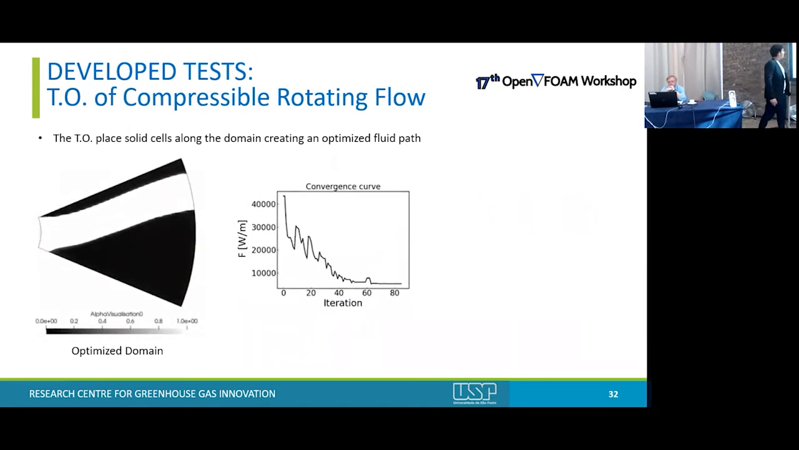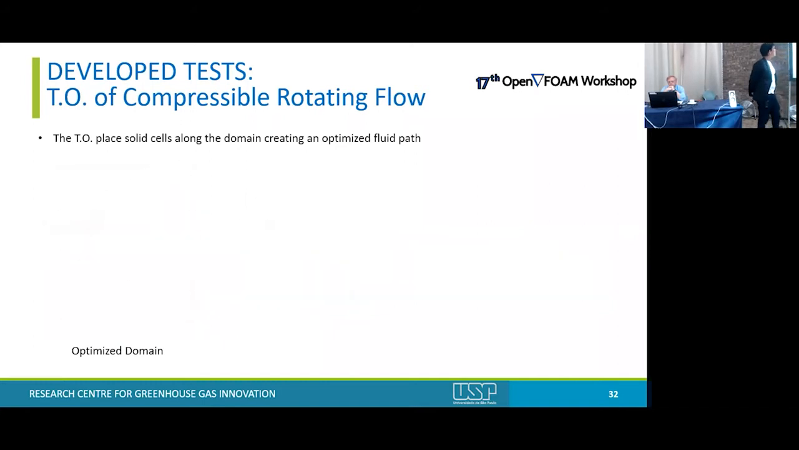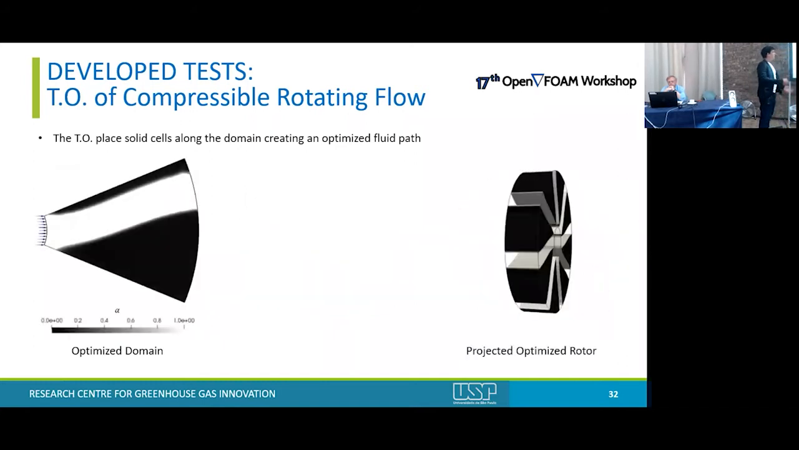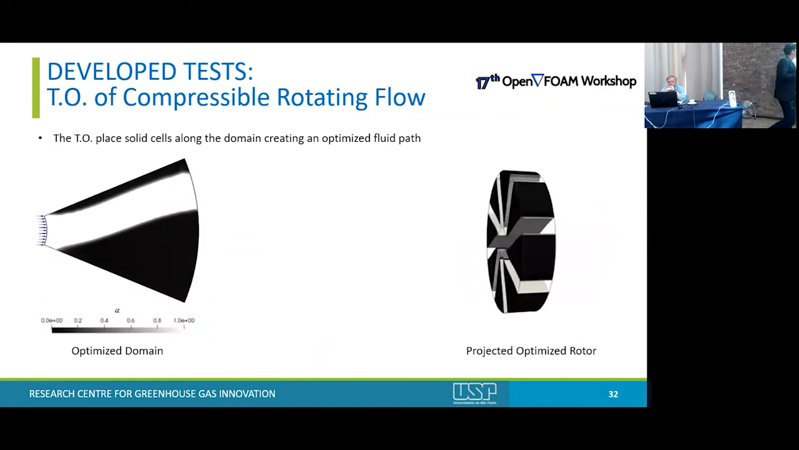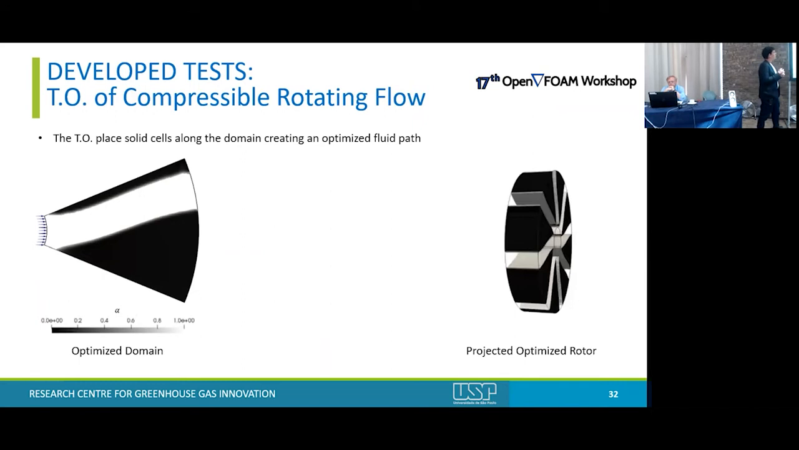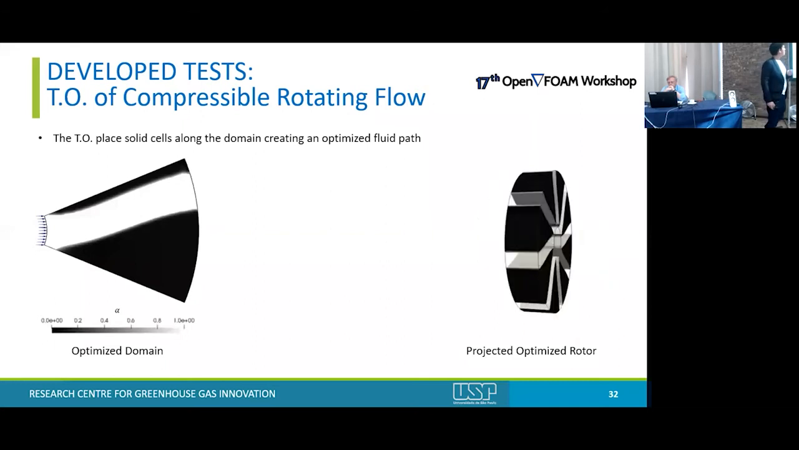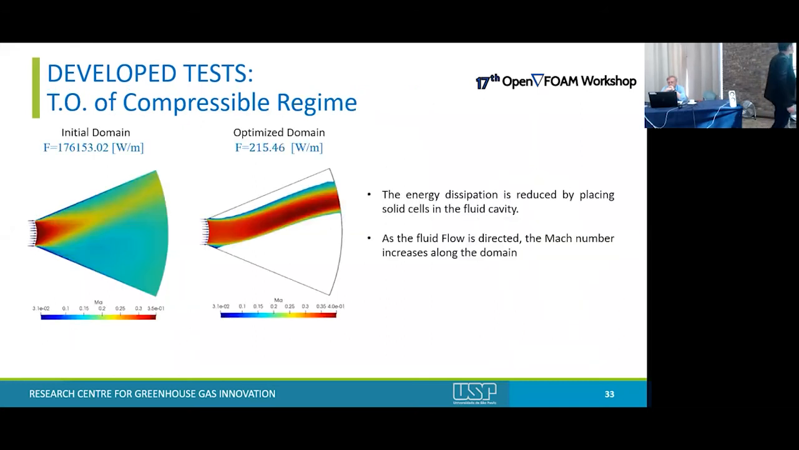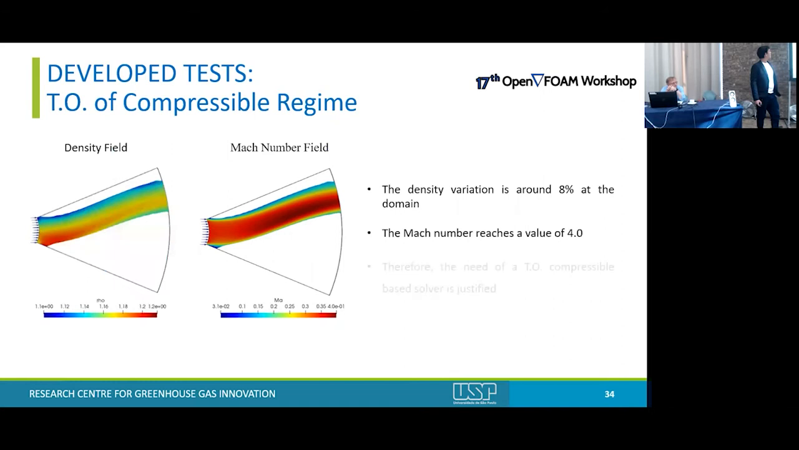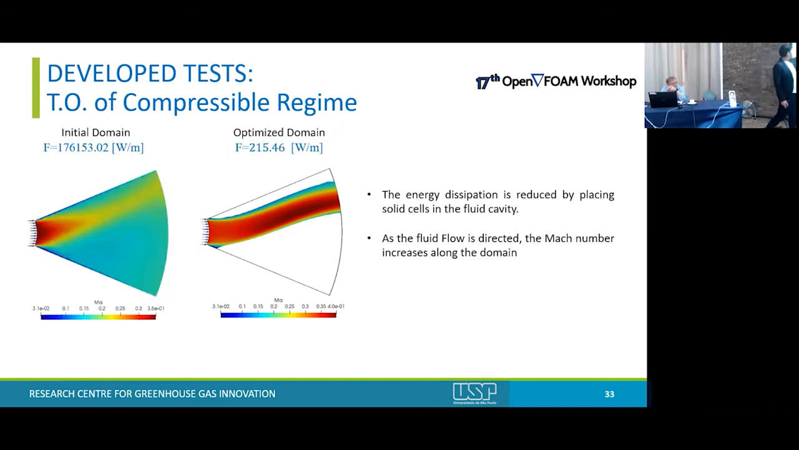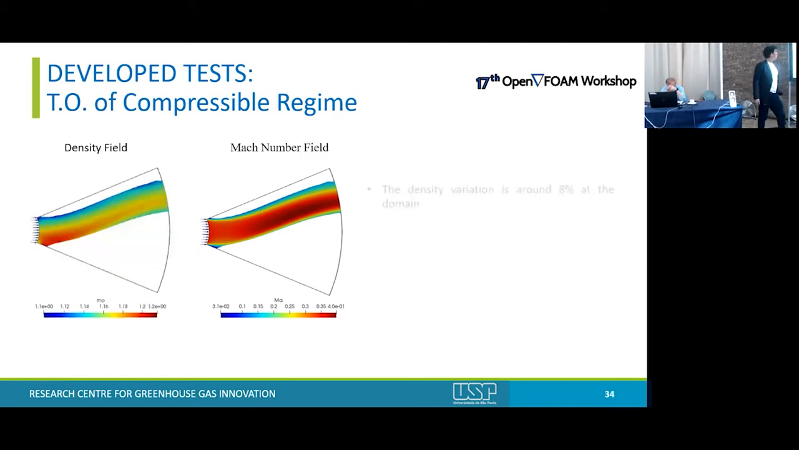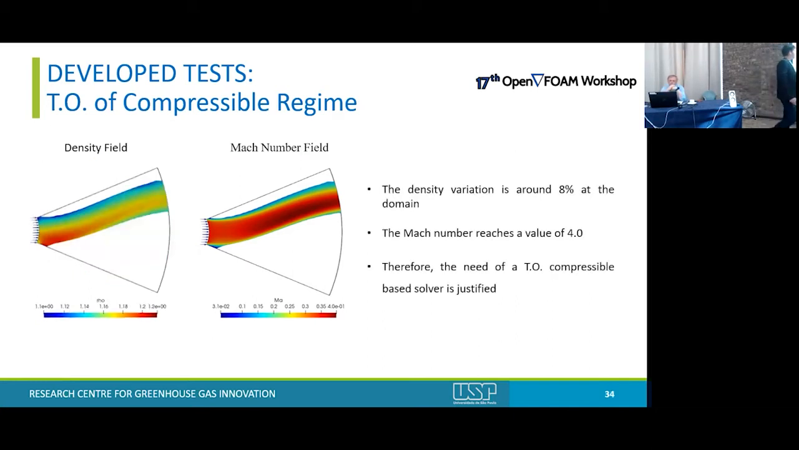You can see here how the topology was solved and how the optimized rotor is projected. Again, the solid regions are represented by the black part that you are seeing here. Again, we are reaching subsonic Mach numbers. We are putting some solid cells inside the fluid cavity, and of course, the dissipated energy between both domains is very different. So we were able to minimize the energy dissipation in this case.